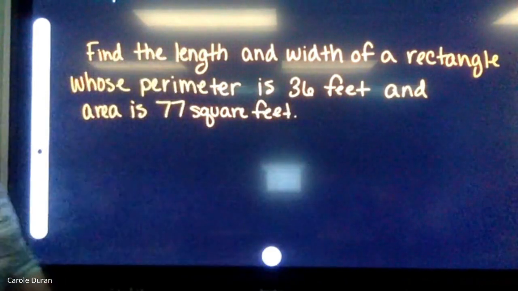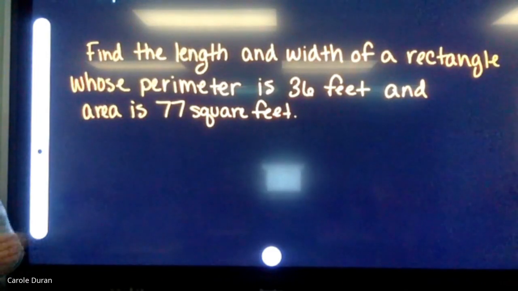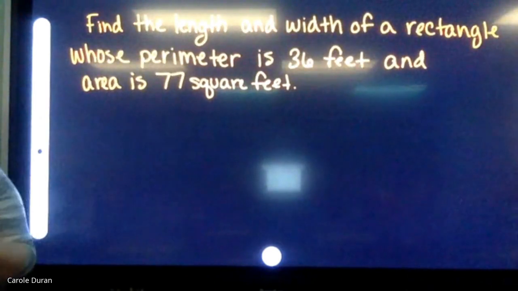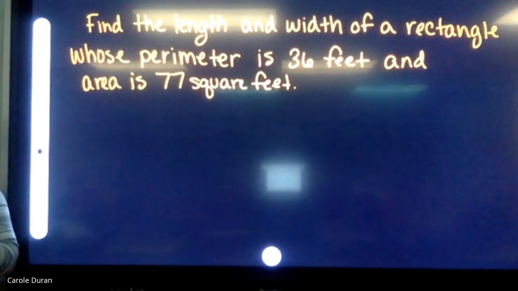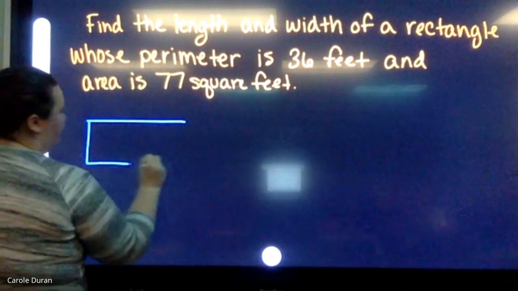So this story problem says to find the length and width of a rectangle whose perimeter is equal to 36 feet and whose area is equal to 77 feet squared. So whenever I'm presented with a problem like this one, what should be the first thing I do? Write it down. Draw a picture. Absolutely. What shape is my picture going to be? A rectangle, because it says a rectangle. So it tells me which shape I'm using. So I draw my rectangle.